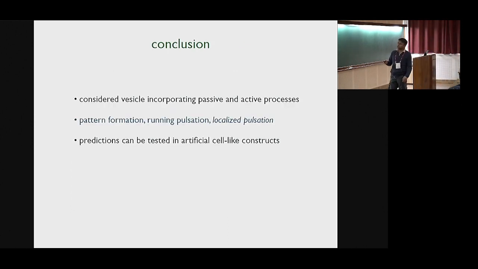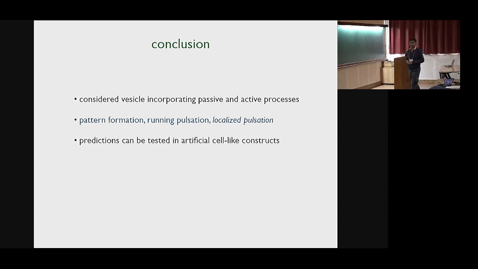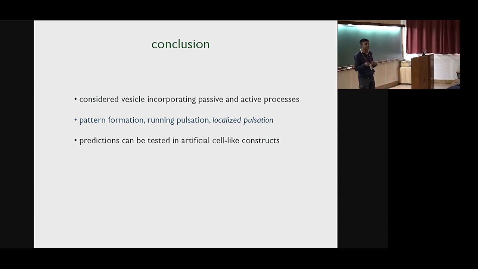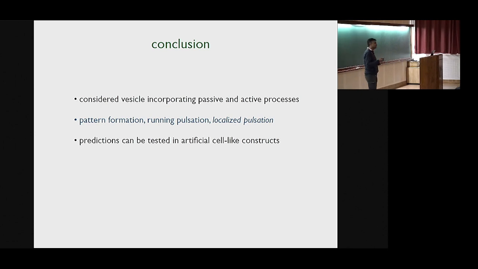So in conclusion, I considered a vesicle incorporating passive and active processes that shows pattern formation, running pulsation, and localized pulsation. Some of this behavior is seen in other experiments, and some of our predictions, particular parameter regimes, etc., can be studied in future experiments where one can have clear control of the membrane and the actomyosin cytoskeleton inside it. So with that, I'll stop. Thank you for your attention.